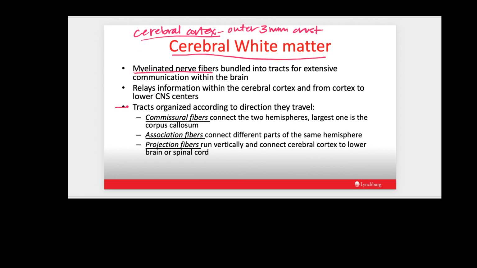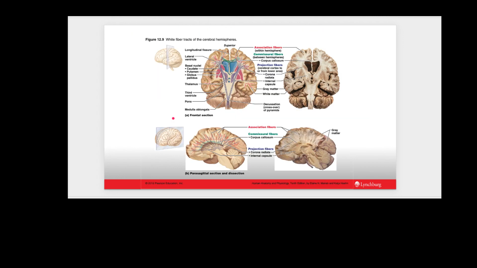We have 3 different types of tracts that we can see in the cerebral white matter. We have commissural fibers, which are responsible for connecting the two hemispheres together. So they're going to go from left to right. We have association fibers that connect different parts within the same hemisphere, and then projection fibers that are going to connect the cerebral cortex, or that outer crust, to lower structures within the brain or the spinal cord.